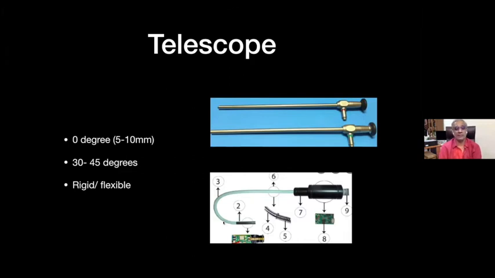There are flexible telescopes from Olympus where the end is flexed and you can look from different angles. But it takes a very expert cameraman to hold that. I worked with that and I find it's a bit difficult. If the cameraman doesn't know how to handle it, the surgeon will suffer. So I perform most of my cases with a rigid scope, but it is an option.